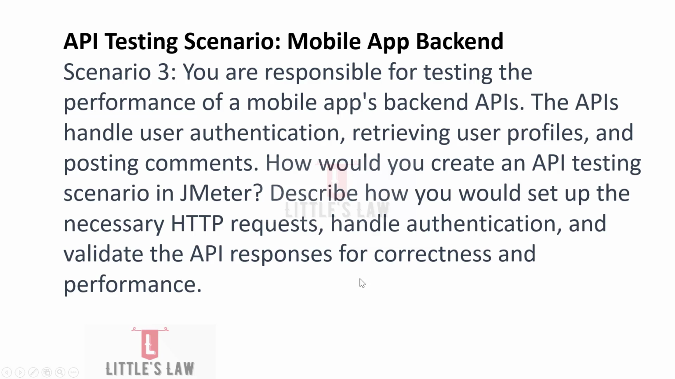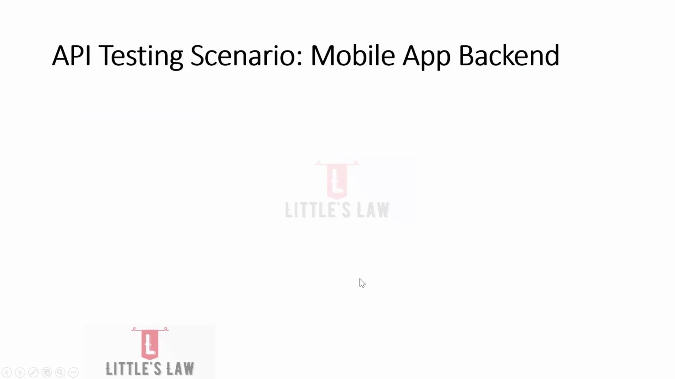So now we will see the answer for this scenario, which is the API testing scenario. So the very first point is, in every testing, setting up the proper test plan is the very basic thing that you have to do, or the very first thing we have to do. So the very first thing is we have to do a test plan setup. So the second point is the thread group configuration.